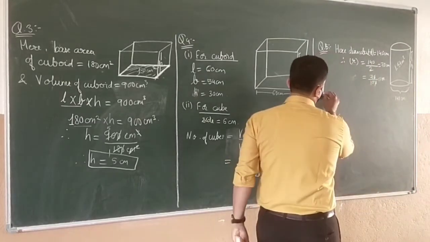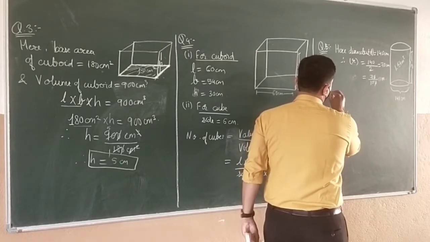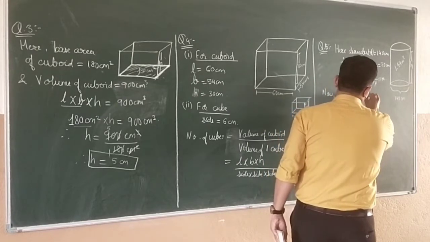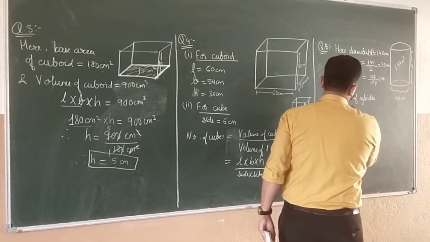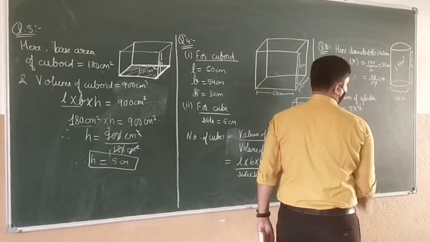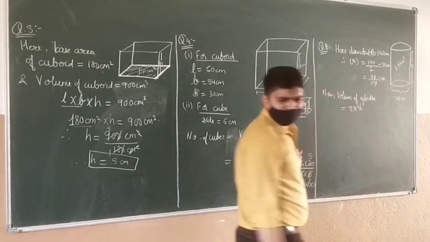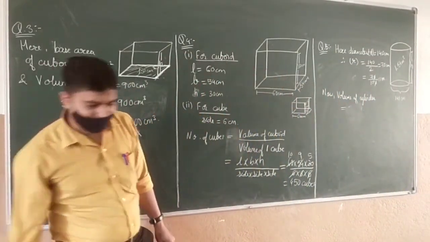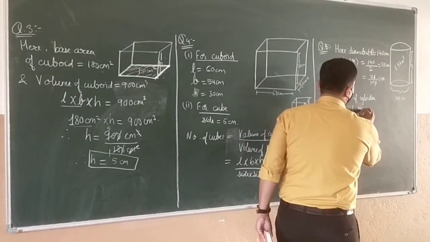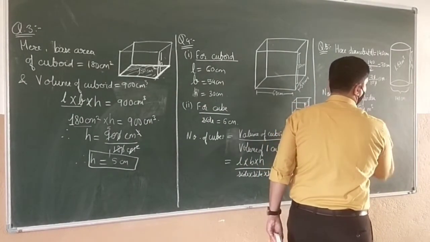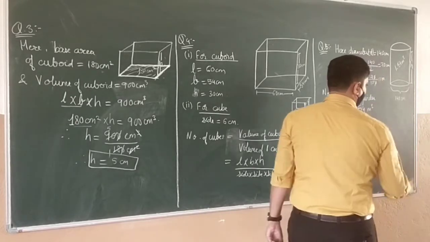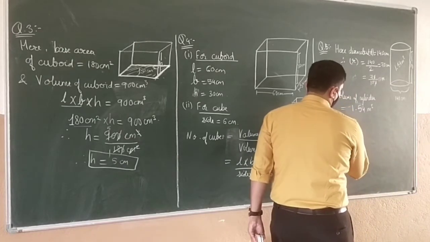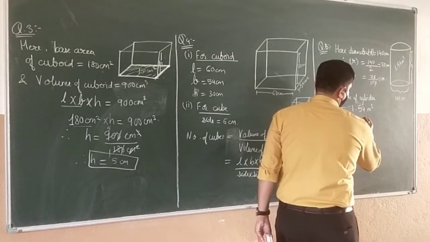So, I will write, therefore, for now, volume of cylinder is equal to pi r square h, right? Or I will write the given number. What is the volume of the cylinder? They have given us 1.54 meter cube. Understood? Therefore, volume of cylinder is pi r square h.